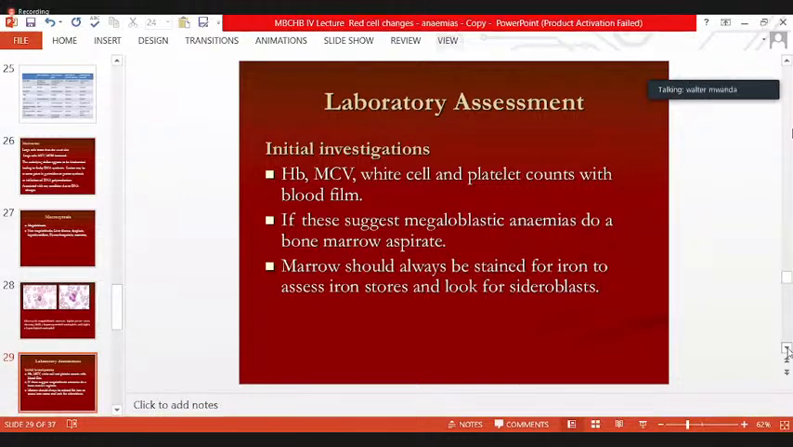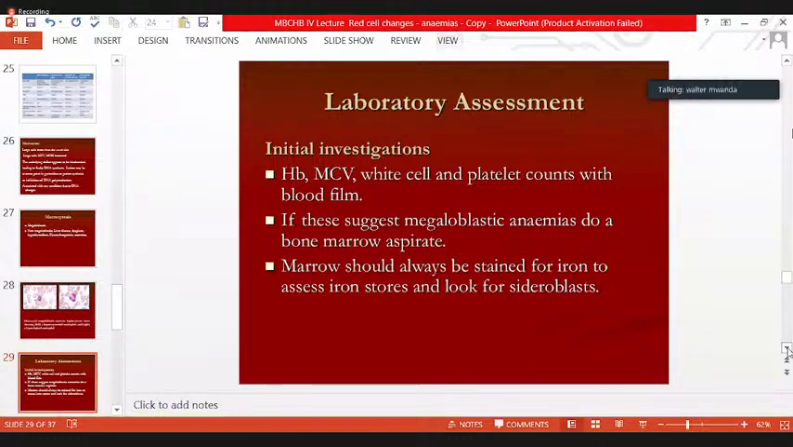We may see some cells in the blood in certain hemopoiesis. But when it comes to megaloblastic, megaloblasts are seen in the bone marrow. The last bullet tells us whenever we perform bone marrow, also stain for stainable iron. Not only stainable iron, but we look also for the possibility of sideroblast, also ring sideroblast.